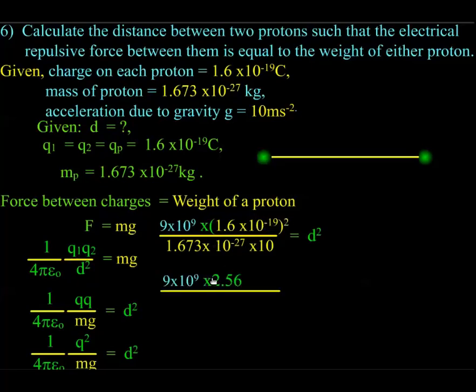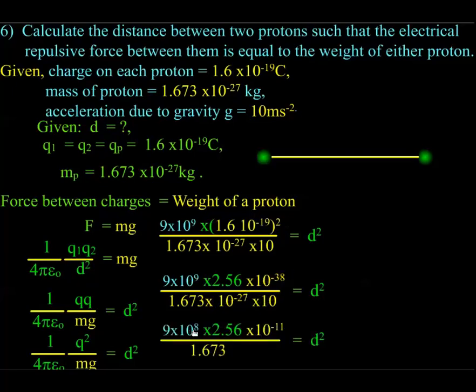Therefore 1.6 squared is 2.56 times 10 to the power of minus 19. Minus 19 into 2 is minus 38, divided by 1.63 into 10 to the power of minus 27 into 10 to the power of 1. Now look here, minus 38 minus 27 becomes minus 11, and 10 to the power of 9 plus 1 becomes plus 8. Therefore here it is 9 into 10 to the power of 8, because 10 to the power of 1 is there. 2.56 into 10 to the power of minus 38 minus 27, minus 11.